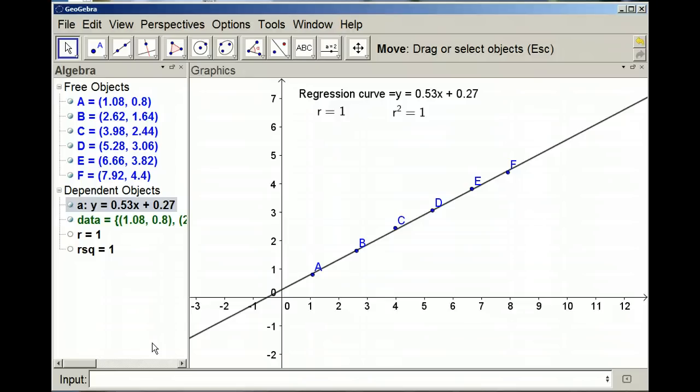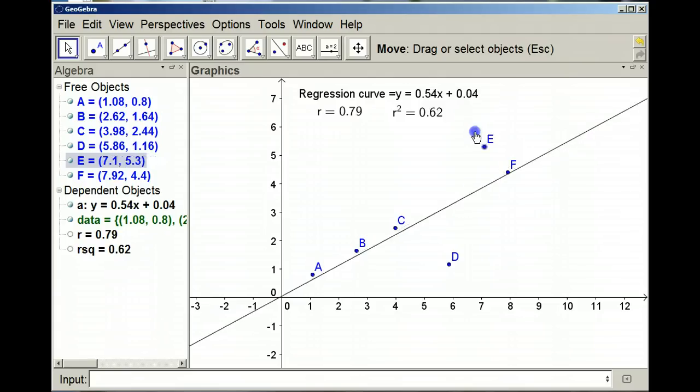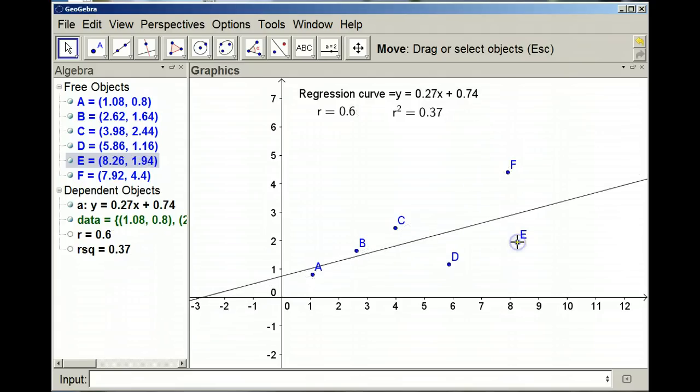Now watch the effect of moving a point or two. Watch the effect to R and R squared. Let's make one point go low. Notice that R squared dropped dramatically. Let's make another point go low. R dropped again, R squared further down.